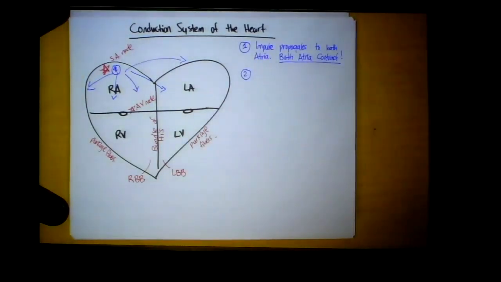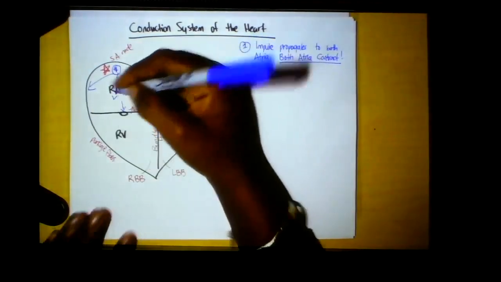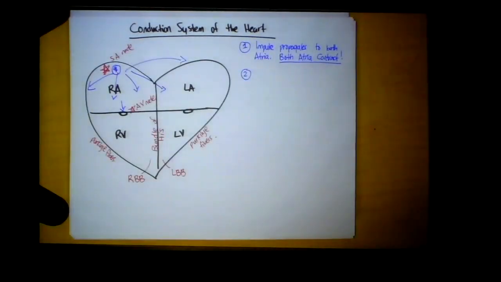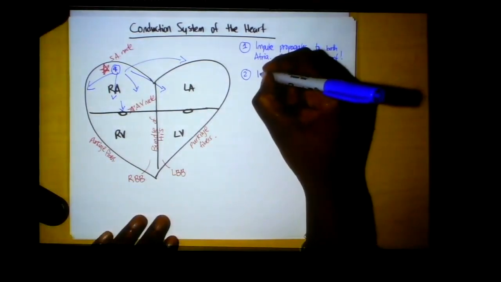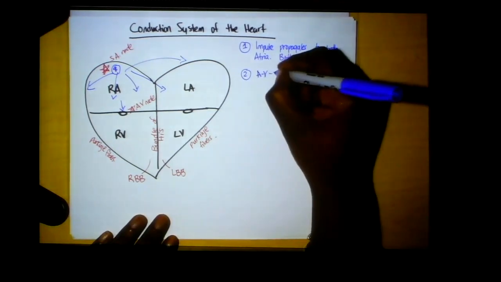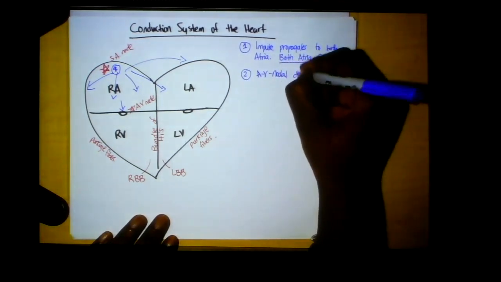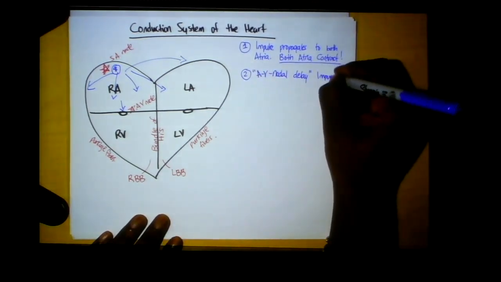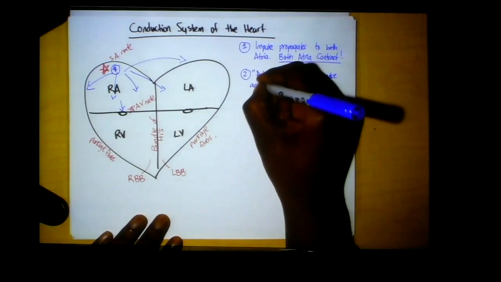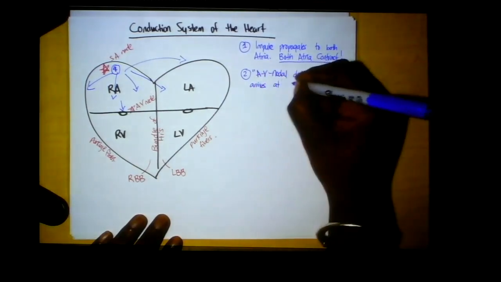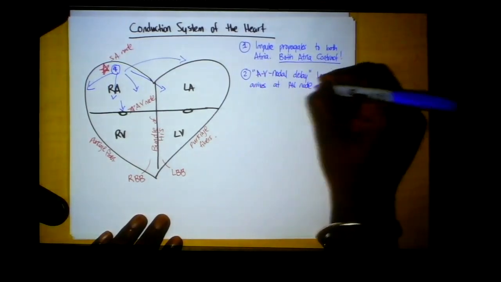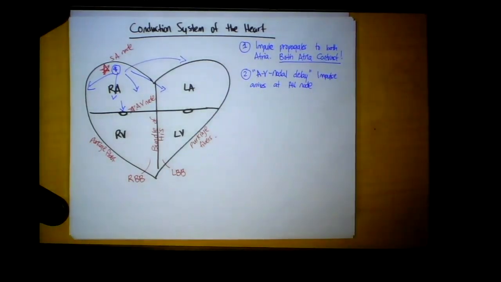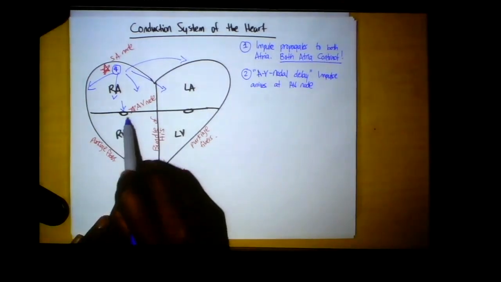All right, now the impulse is going to arrive at the AV node, but it's going to do so after a brief period, right? This is called the AV nodal delay. This is where the impulse arrives at the AV node, and that's going to be in between the atria and the ventricle. So it's going to get down here.